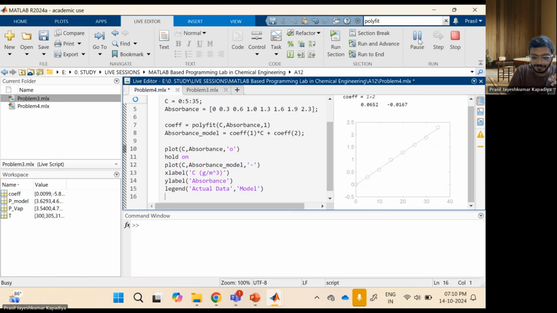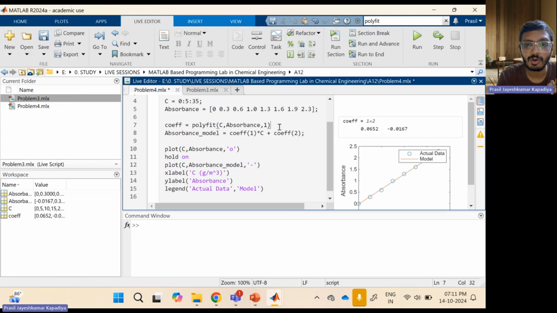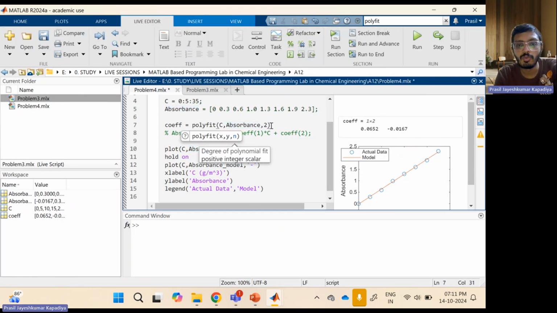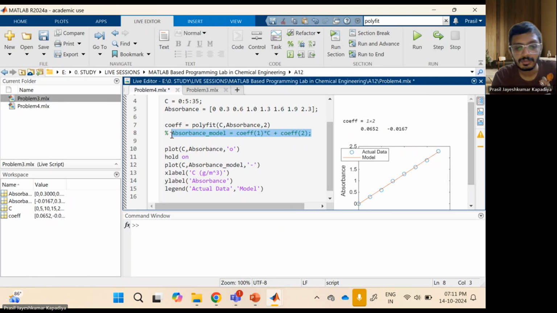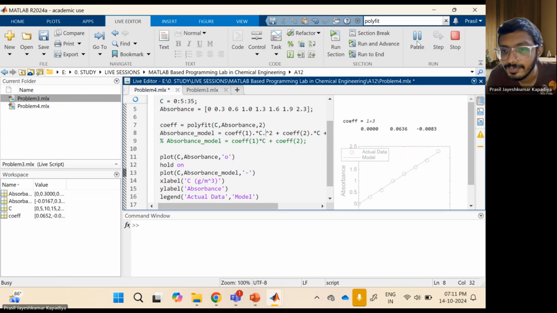So if I plot it, so see, from here also it is visible that the data was falling into a straight line. But let's say I'm trying to do a second order fitting. So what will happen? I will just write down here 2, and it won't work because from data only it is clearly visible that it is not in C square. So if I run this, it won't fit well.